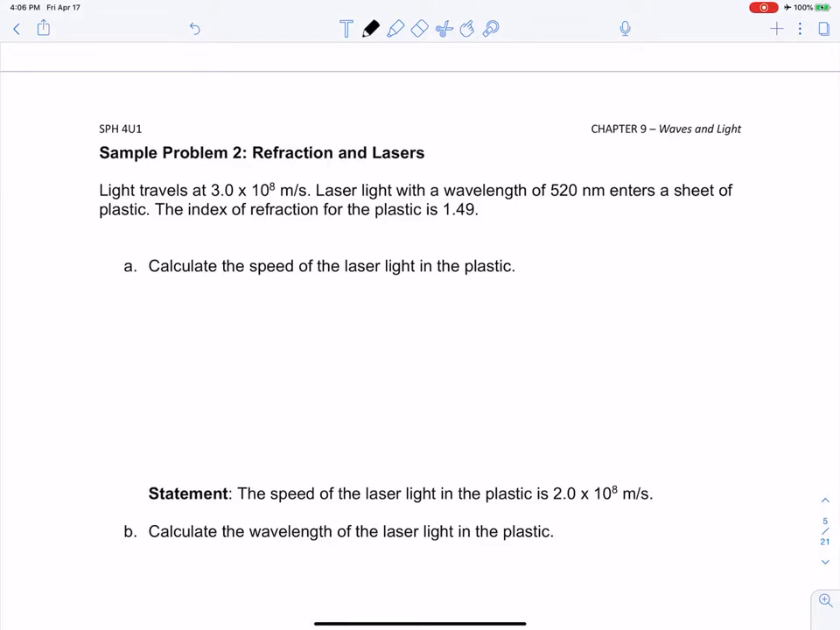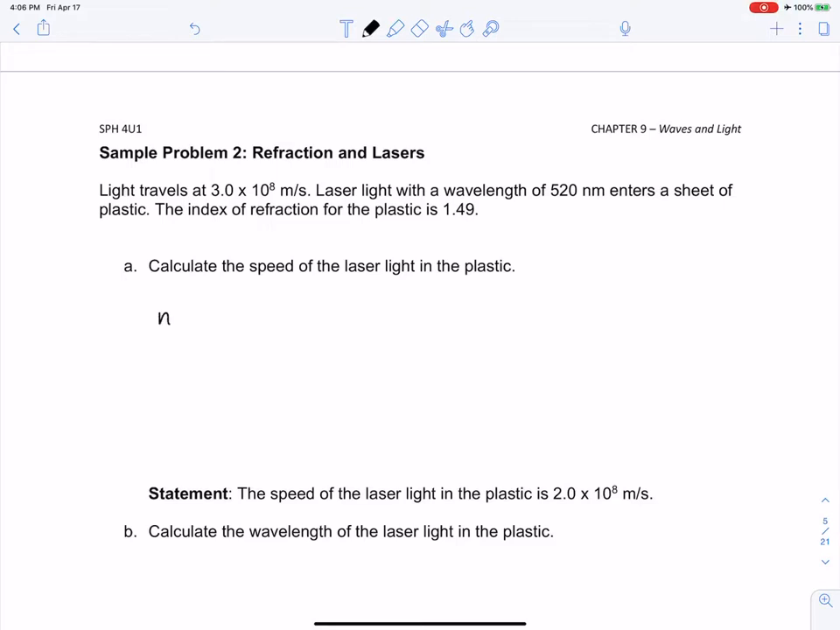We're going to examine refraction a little bit further with sample problem number 2. Light travels at 3 times 10 to the power of 8 meters per second. Laser light with a wavelength of 520 nanometers enters a sheet of plastic. The index of refraction for the plastic is 1.49. Let's calculate the speed of the laser light in the plastic.